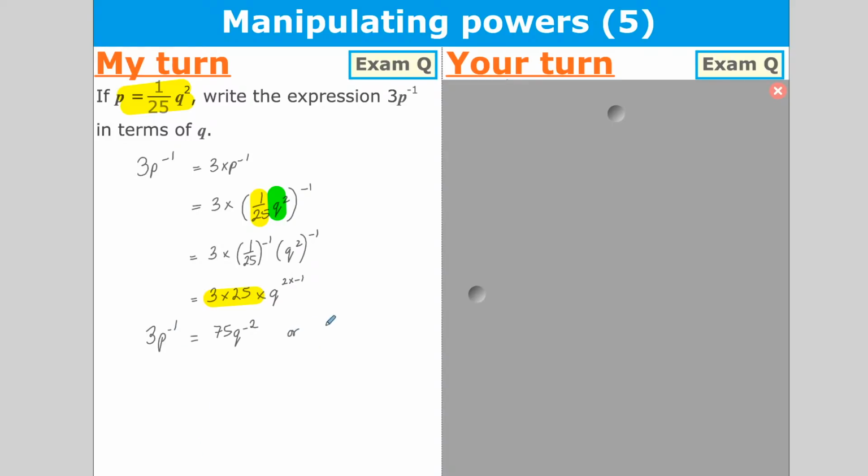The other way of writing that is keep the 75 on top. Q squared means over, q to the negative 2 means over q squared. So we could write that as 75 over q squared as well. Both of those are absolutely acceptable.